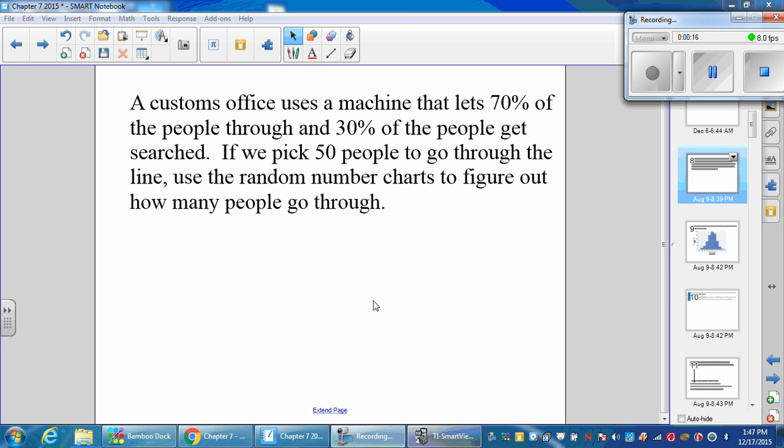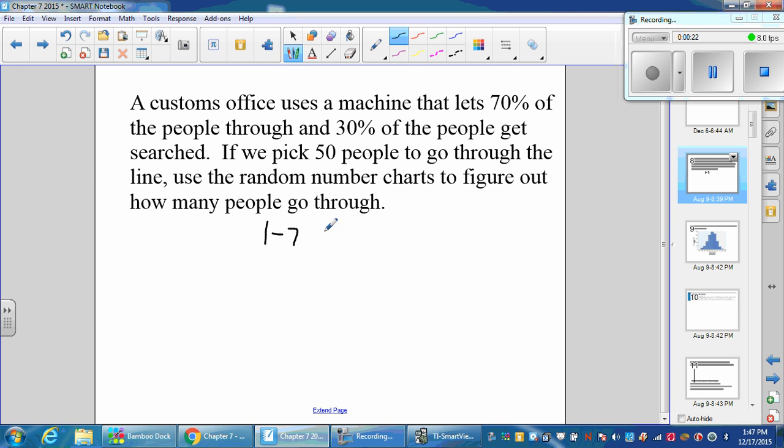Now we could do this with our calculator, where we let numbers 1 through 7 go through and 8 through 10 get checked. And if we pick 50 numbers, what we do is a random integer of 50 numbers, and then we check what percent go through.